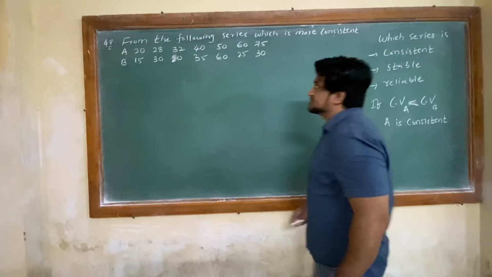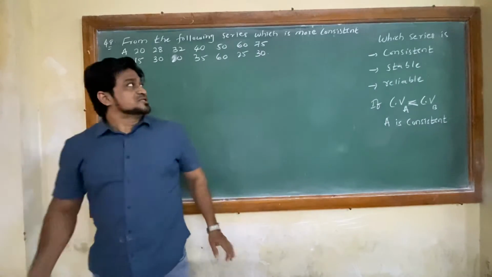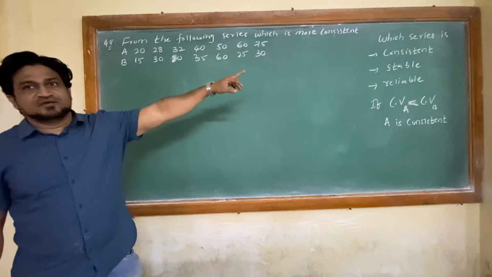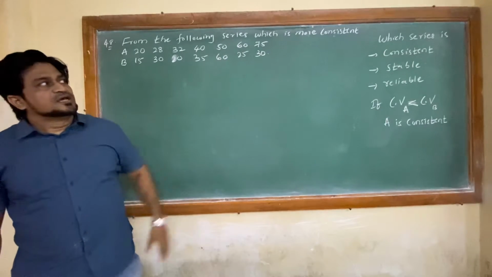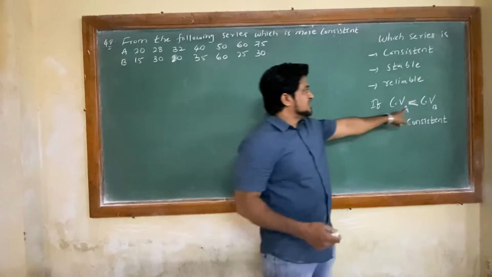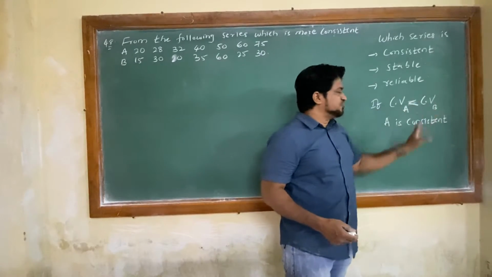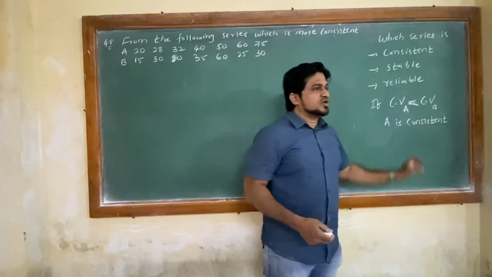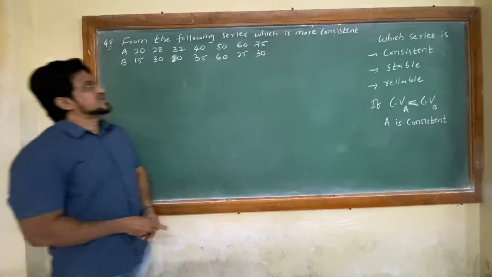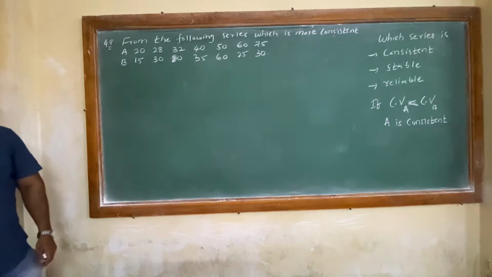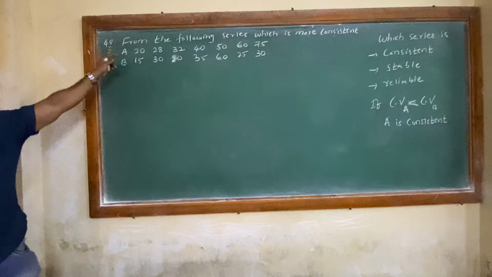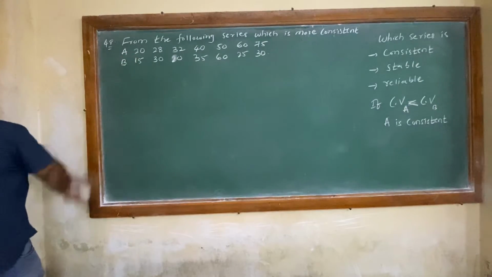Check this one. From the following series, which one is more consistent? For consistent, if coefficient of variance of A is less than coefficient of variance of B, A is consistent, or A is reliable, or A is stable. So in this question, what have they asked us to find: standard deviation, mean or median? From the following series, which is more consistent?